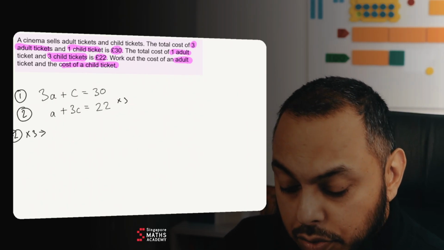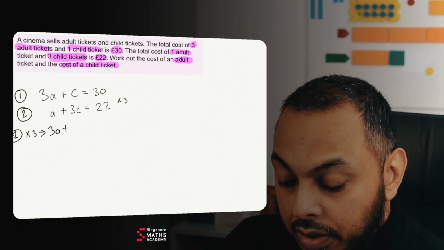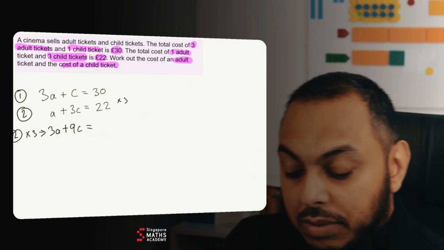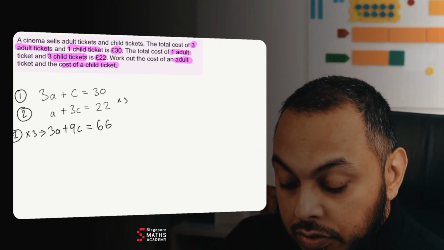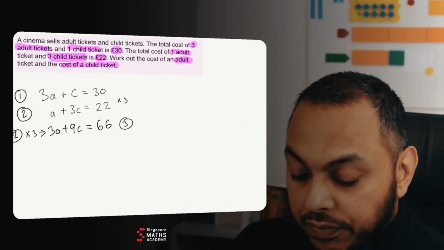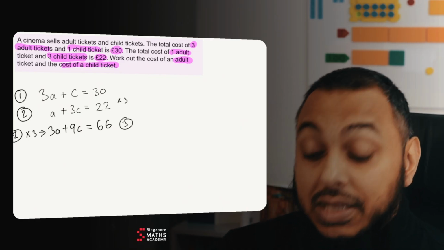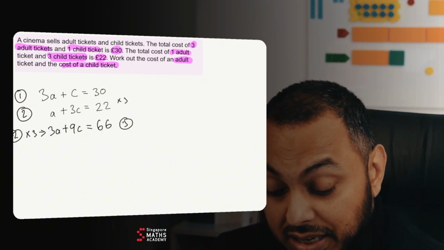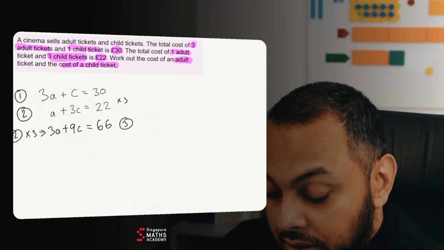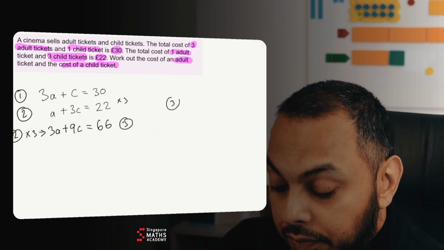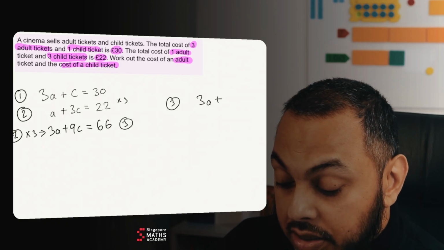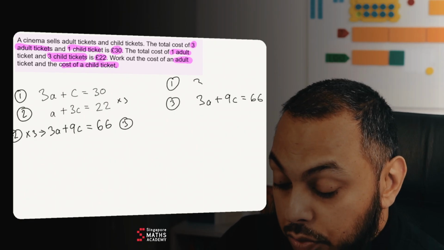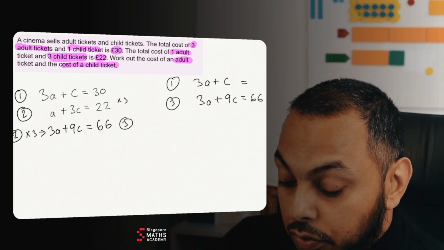And what I get is 3A plus 9C is equal to 20 times 3 is 60, 2 times 3 is 6, is 66. So I've got, this is equation 3, 3A plus 9C is equal to 66. So can you see the next step? Let me write it down on the side, it'd be better. So I've got equation 3, which is 3A plus 9C equals 66. Equation 1, which is 3A plus C equals 30.